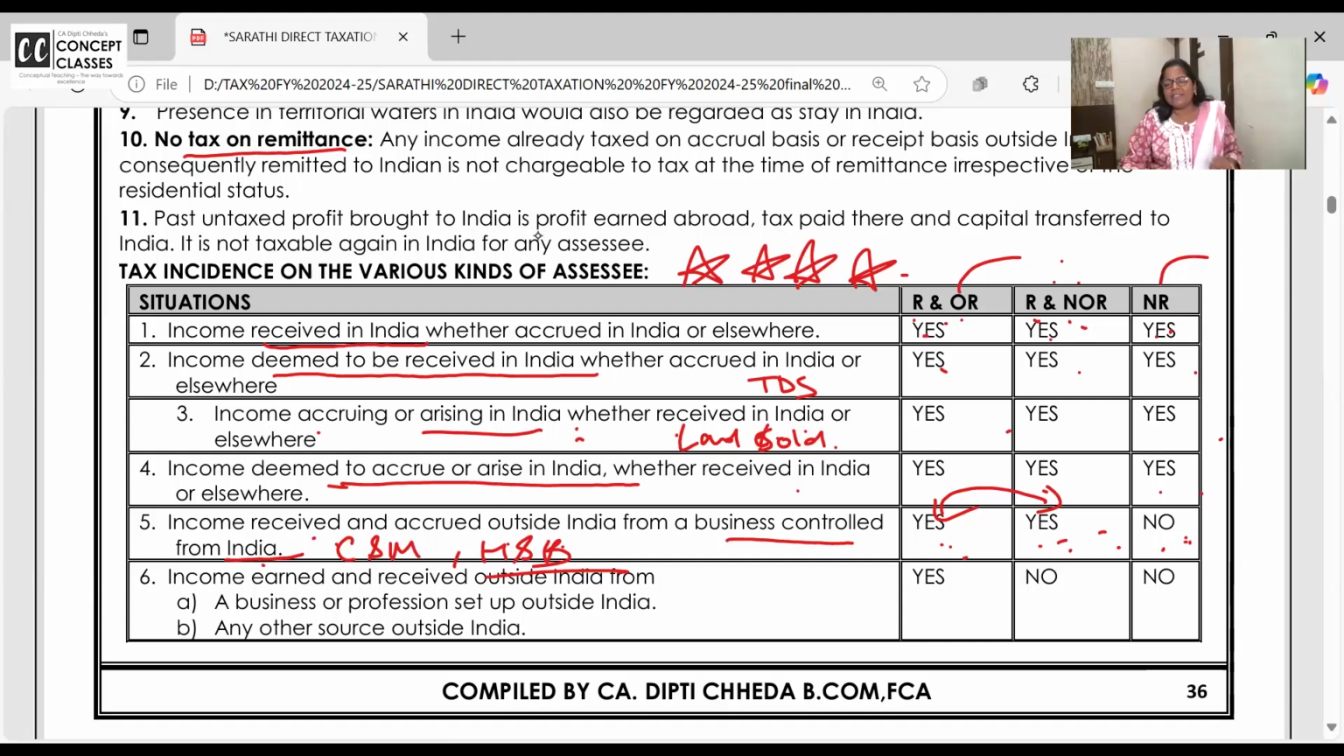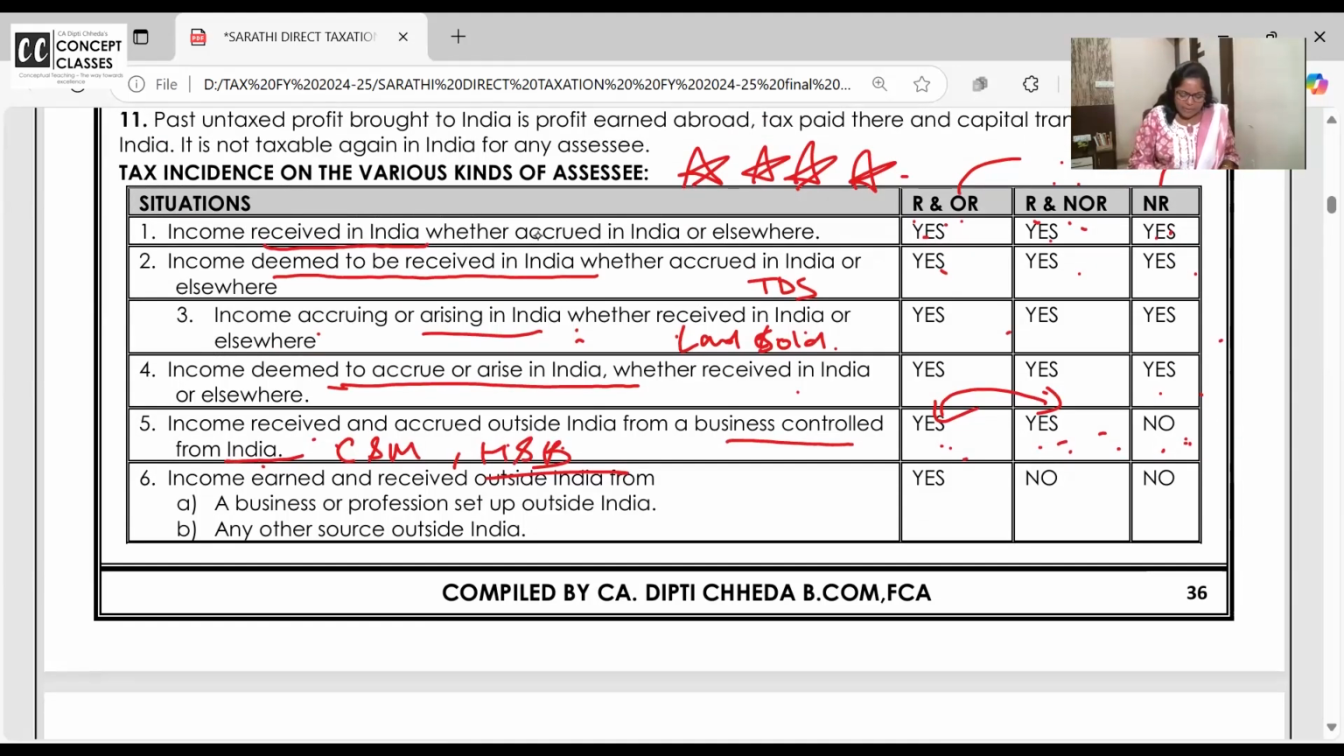For non-resident, no. Last one, income earned outside India, received outside India, business set up outside India, source outside India, everything outside India. Still the most obliged child of the house, the resident and ordinary resident, yes. For them, no. It will be not taxable.